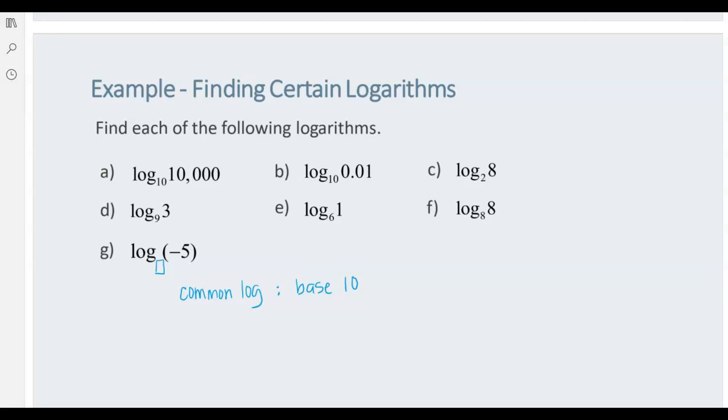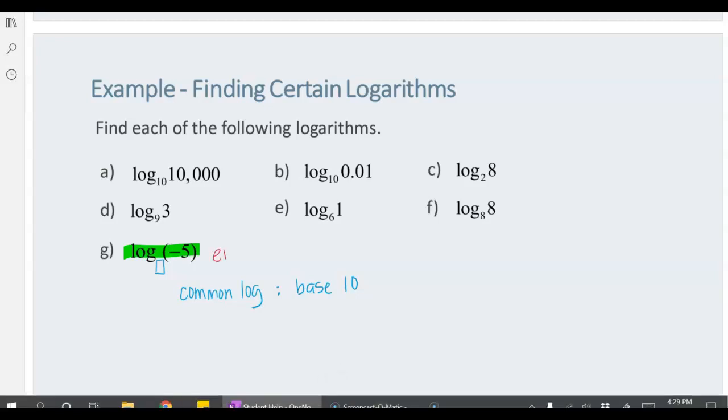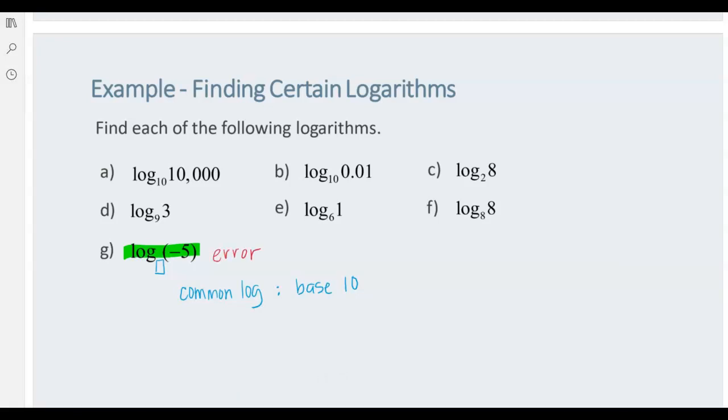Calculators used to not have the option for different bases, and so you would only have two options. One was base 10 and the other was base e, which we'll talk about in just a little bit here. But now most modern calculators will allow you to type in a different number, like 2 or 8 or 6, as you can see in these examples. For letter G, we know that this is going to give us an error message, based on what we were just talking about, because -5 is not within the domain of a logarithm.